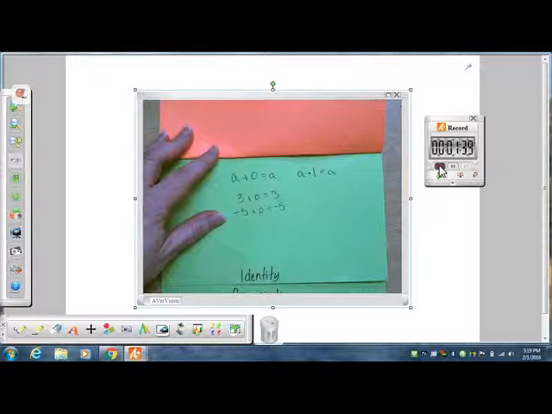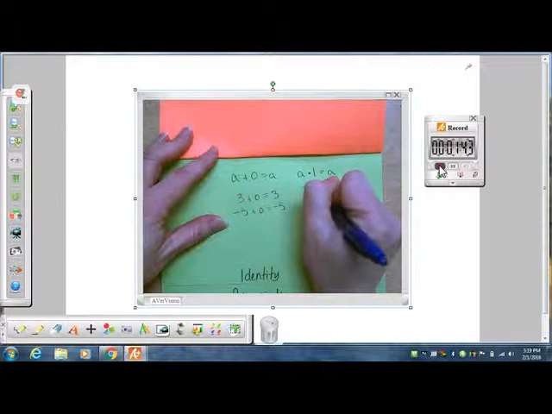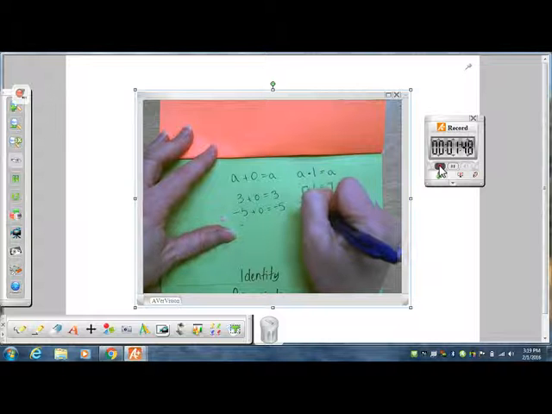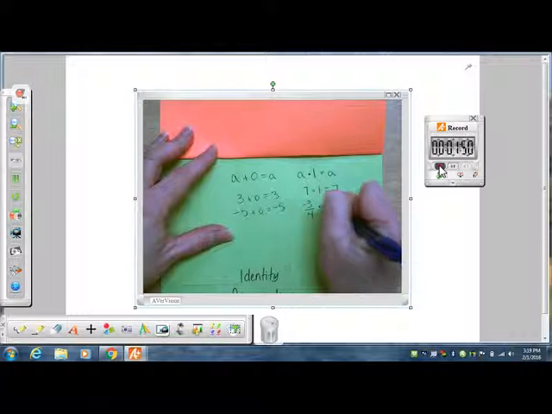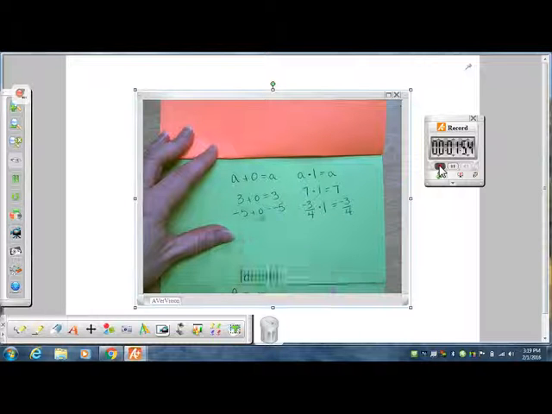All right? Or we could take 7 times 1 equals 7. Negative 3/4 times 1 equals negative 3/4. We get back what we started with if we add 0 or multiply by 1.